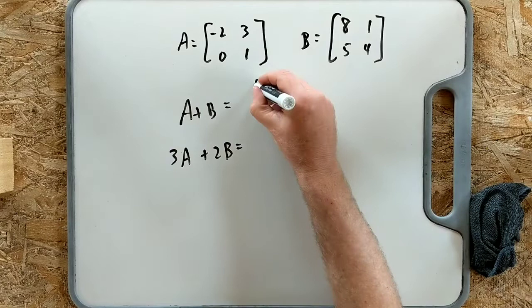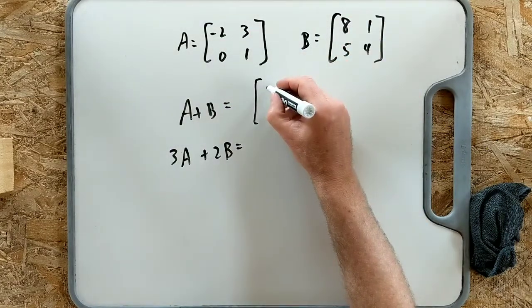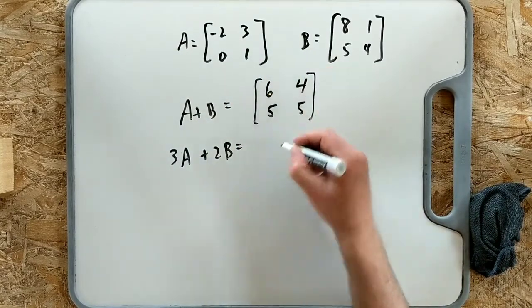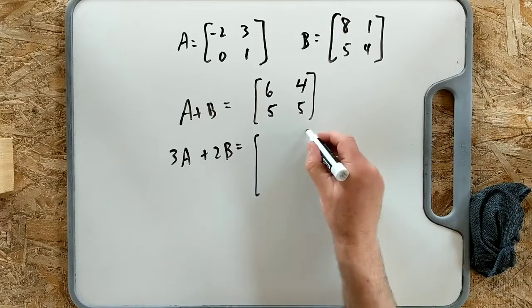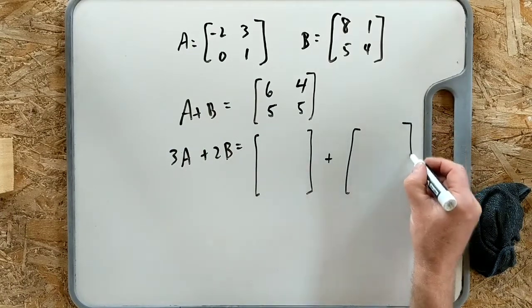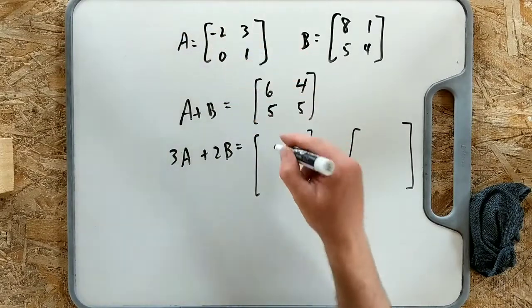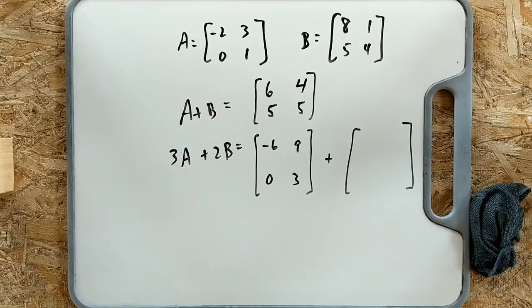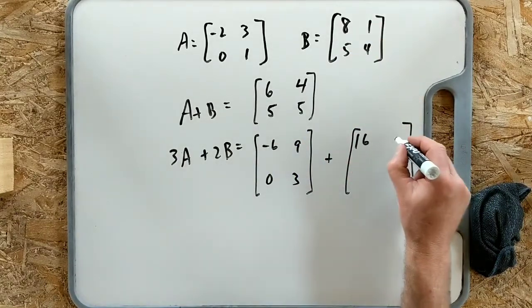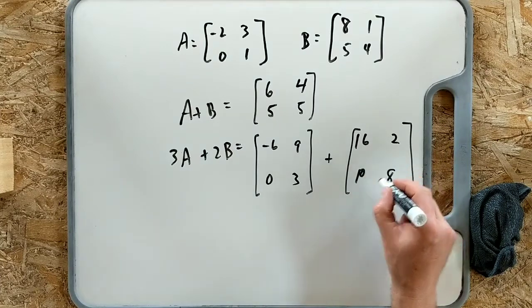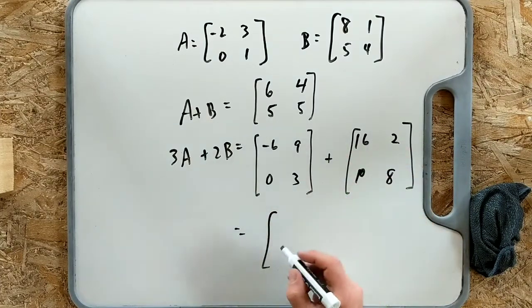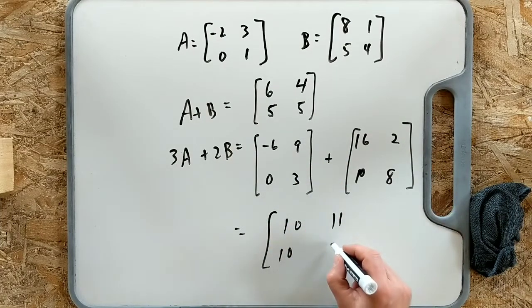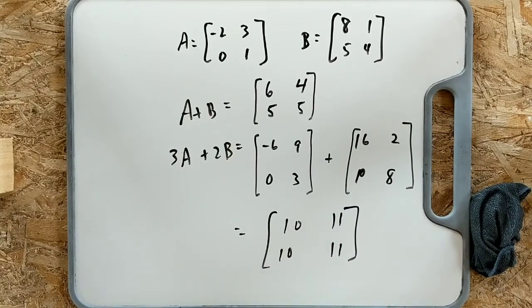Now I'm going to do A plus B. So A plus B is -2 plus 8, or 6. 3 plus 1 is 4. 0 plus 5 is 5, and 1 plus 4 is 5. For 3A plus 2B, you take 3A first, and then add it to 2B. So 3A is just 3 times all of these numbers: -6, 9, 0, and 3. And then 2 times B, which gives you 16, 2, 10, and 8. And then finally we have to add them. -6 plus 16 is 10, 9 plus 2 is 11, 0 plus 10 is 10, and 3 plus 8 is 11. And there we go, hopefully that checked out.